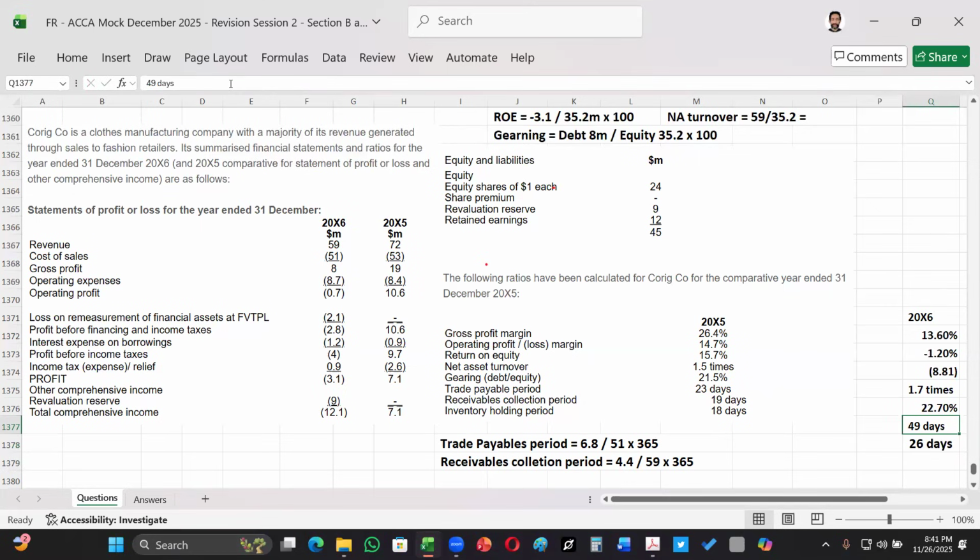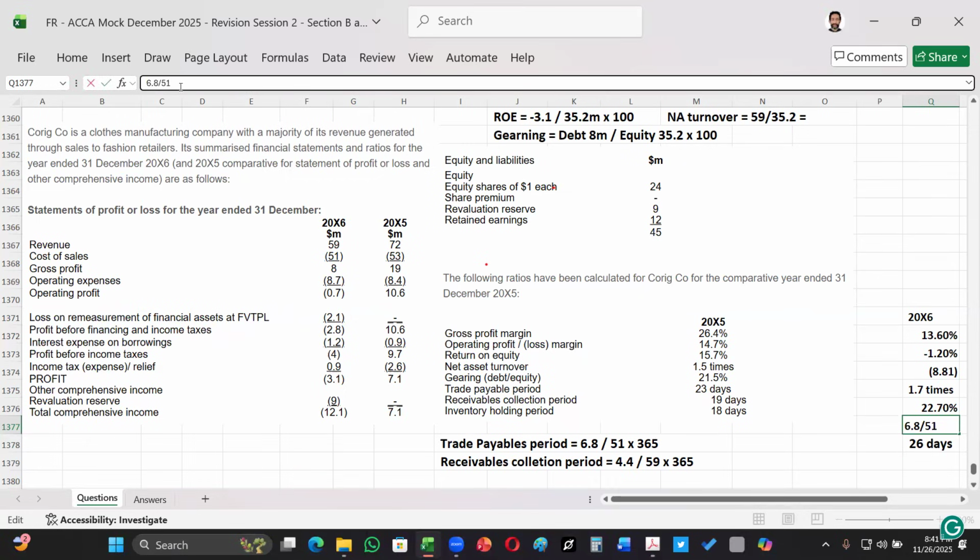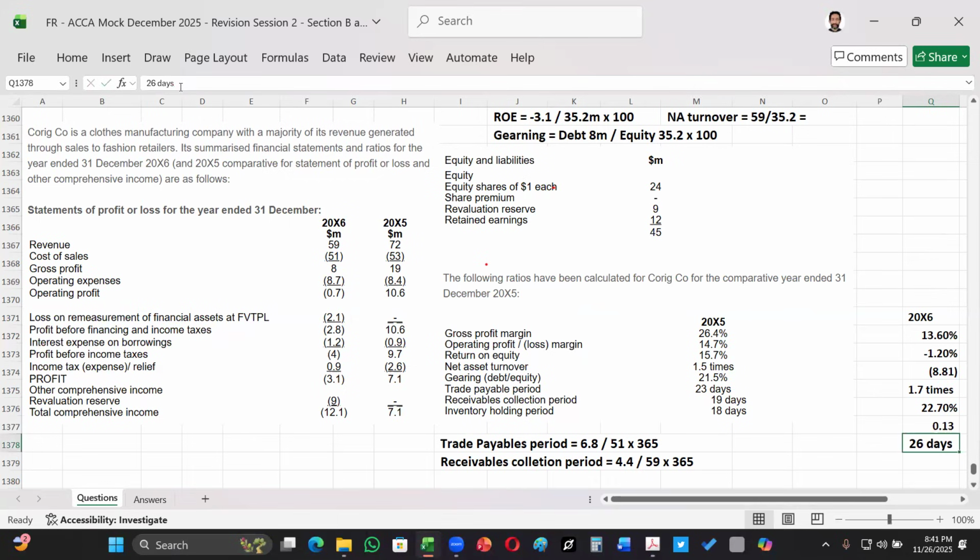This is the trade payable, 6.8 divided by 51. Let me just check that. So that is 0.13. 0.13 into 365 is 47. Yeah, that is fine. This calculation is all right. That is 49 days. However, the receivables days is 26 days, okay?